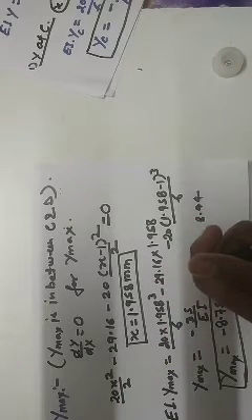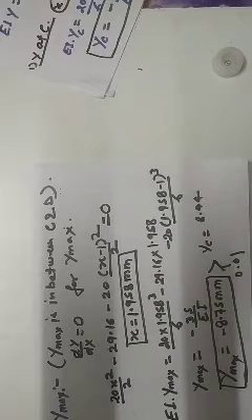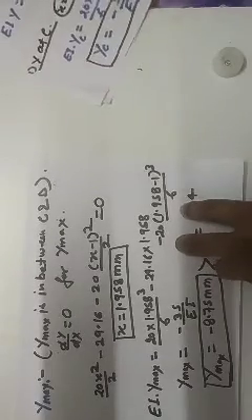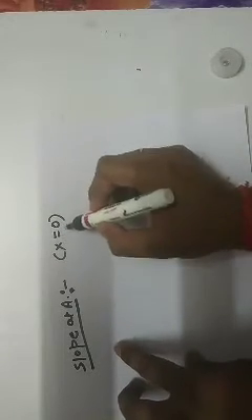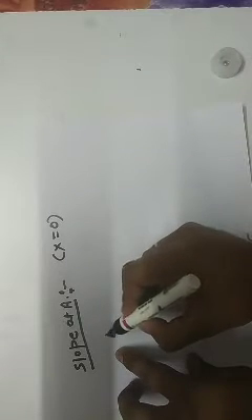Clear? And we know that in a simply supported beam, generally the maximum deflection occurs at the center of the beam, right? Now we have to calculate the third point. The third point is the slope at A. We have to calculate the value of the slope at A, right? So for the slope at A, x is 0. Put the value of x into the slope equation.